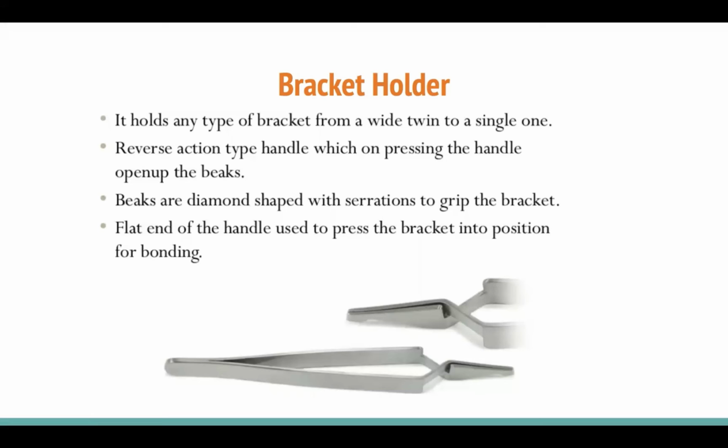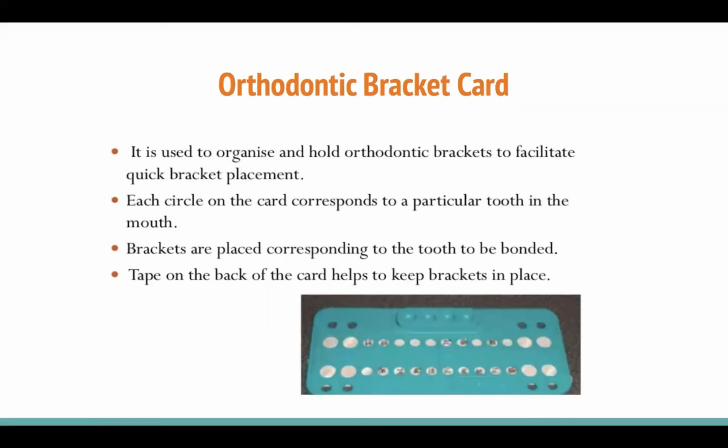So the bracket holder holds any type of bracket, from the wide twin to the single slot bracket. It has a reverse direction type handle, which on pressing the handle, opens up the tip. The beaks are diamond shaped with serrations to grip and hold the bracket. So again, the tip should have serrations for better grip. The flat end of the handle, which is at the back, is used to press the bracket into position for bonding.